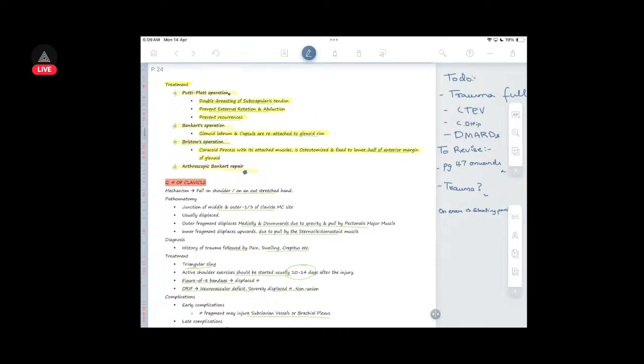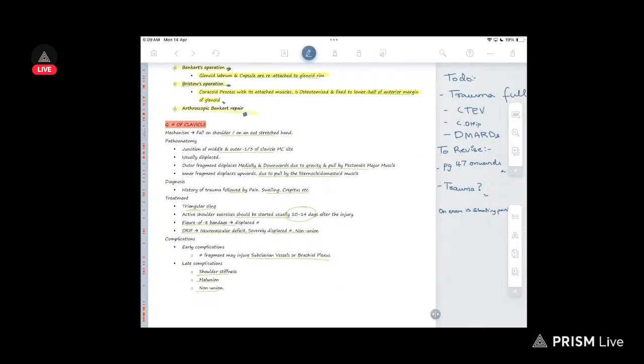Putti-Platt operation, Bankart's operation, Bristow's operation. So Bankart's, you have the glenoid labrum and capsule reattached to the glenoid rim. Bristow's, you have the coracoid process with its attached muscle osteotomized and attached to the lower half of the anterior margin of the glenoid.